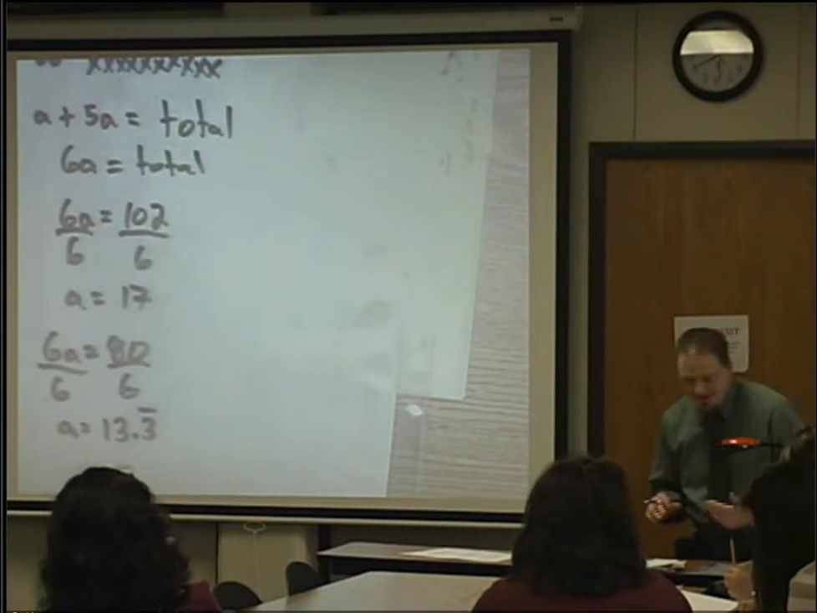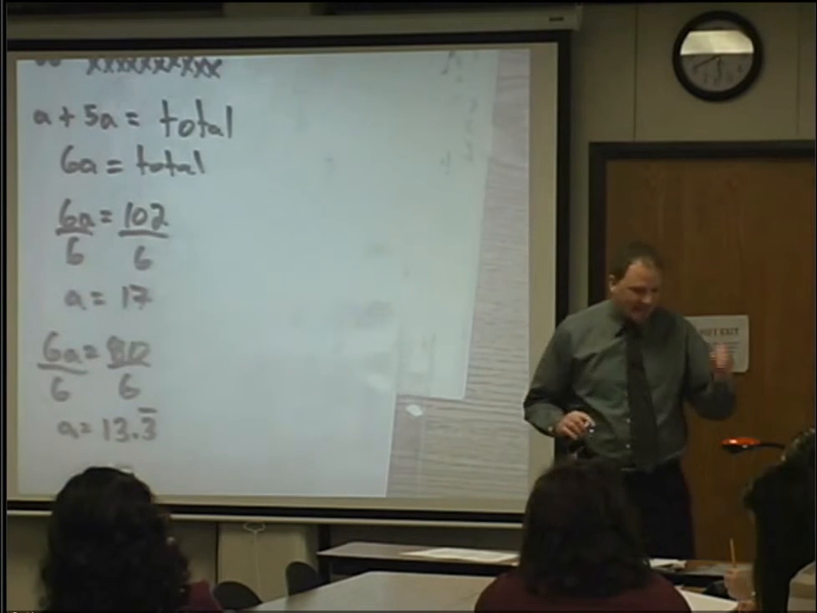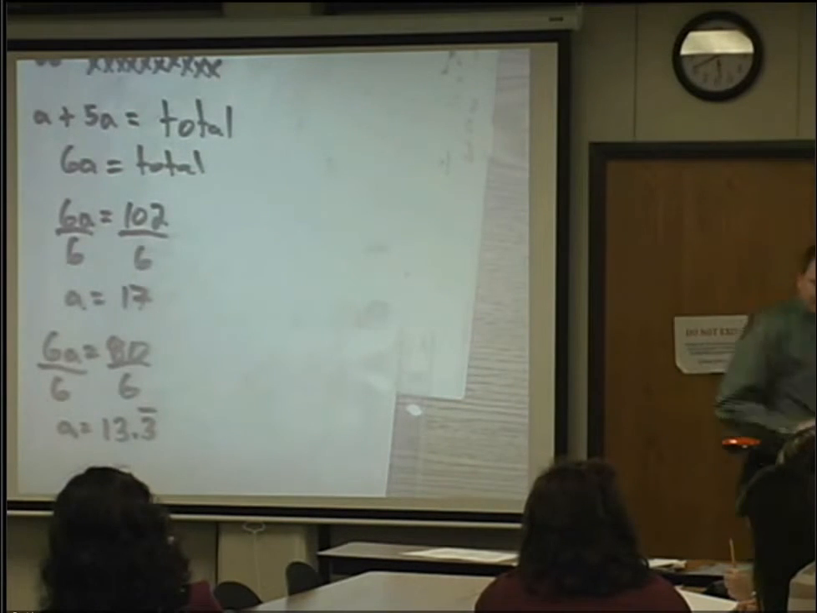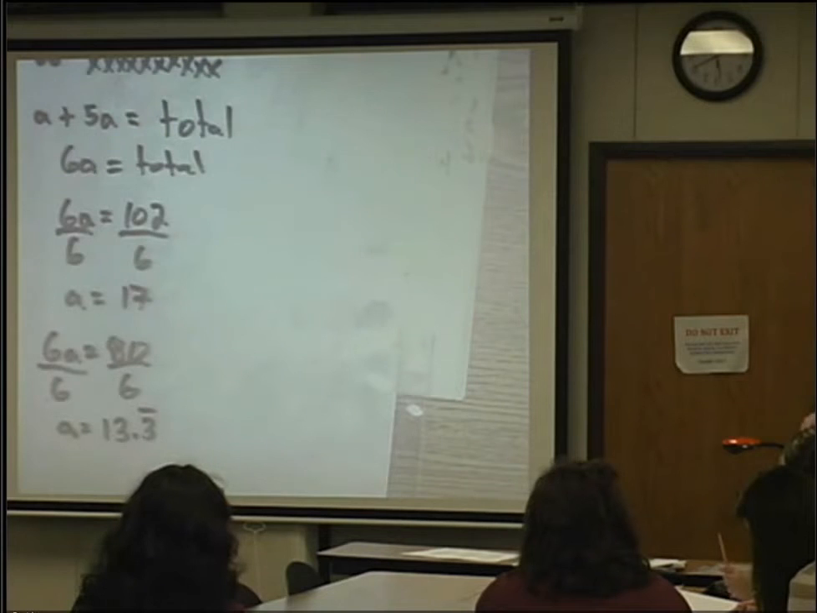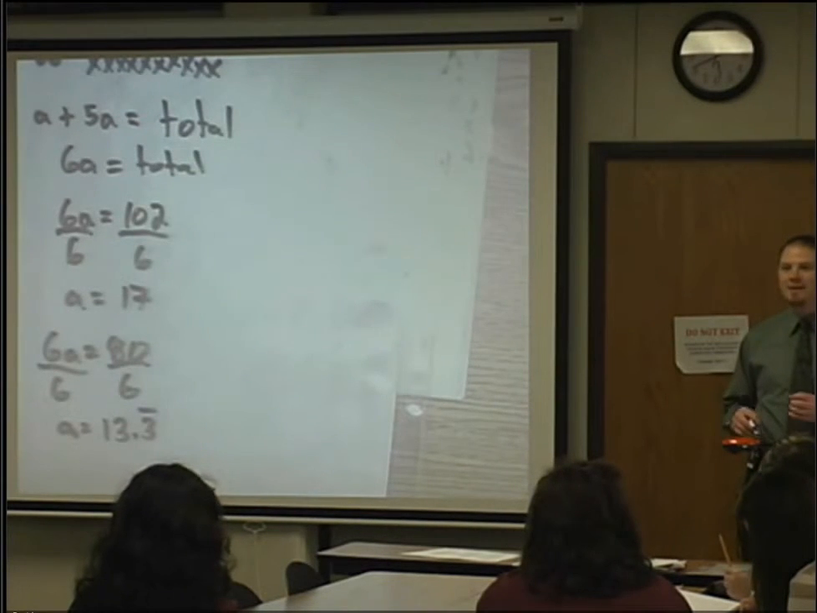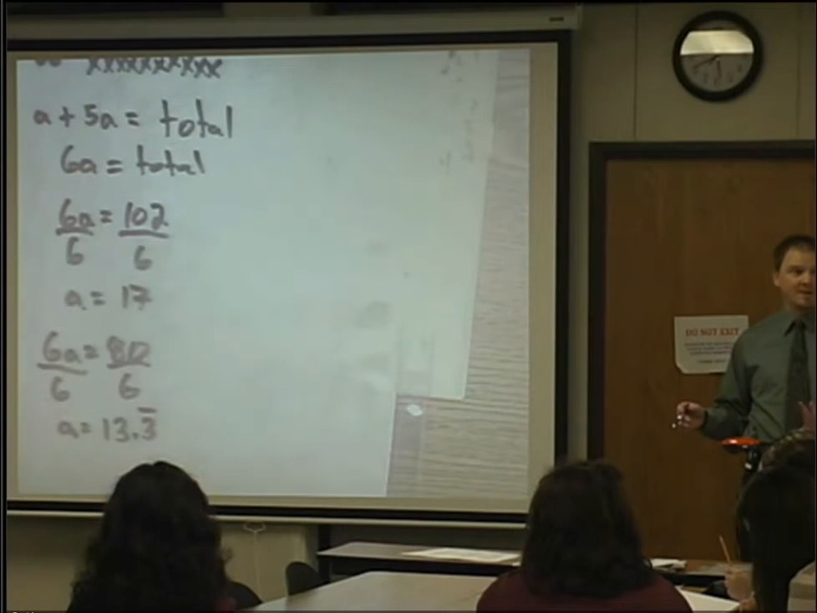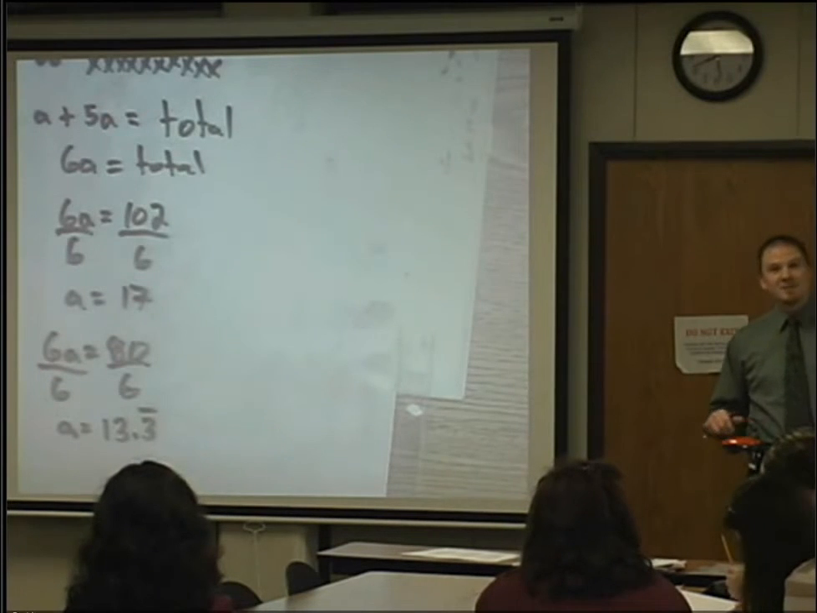So if we had exactly 5 times the number of children as we did adults there, we would have a fraction of a child too, right? So that doesn't work. Does everybody understand why that one wouldn't work? Fantastic. Let's jump to number 2.